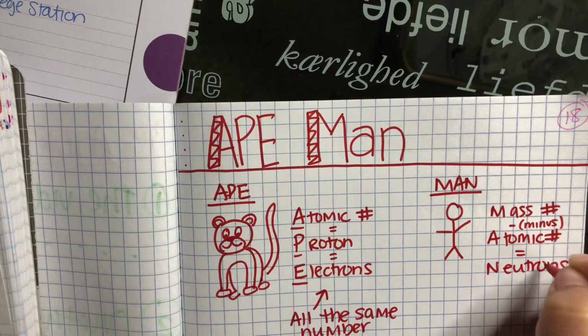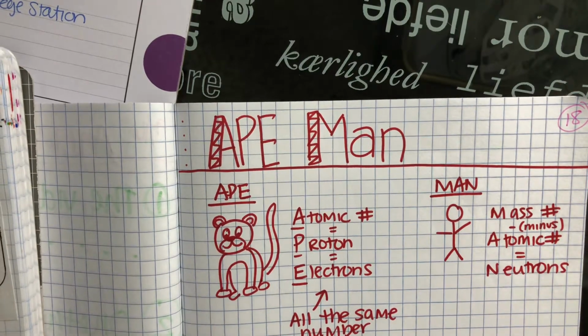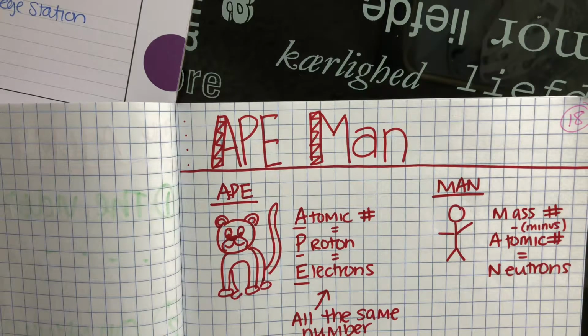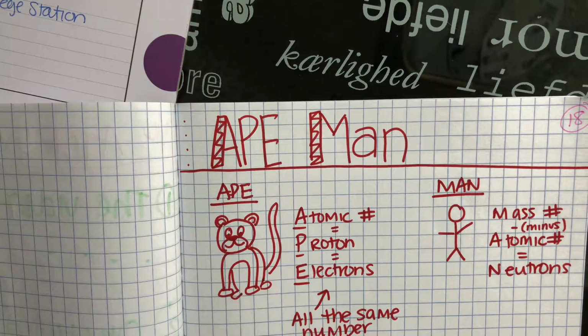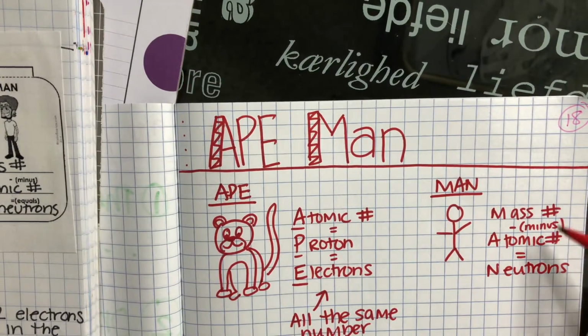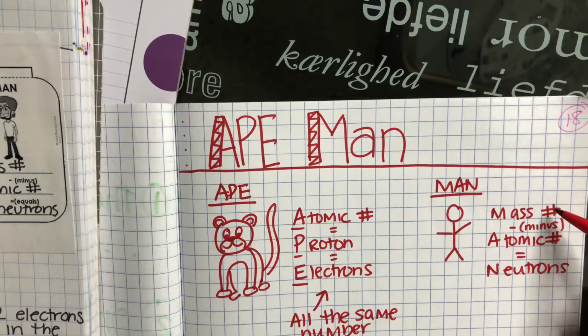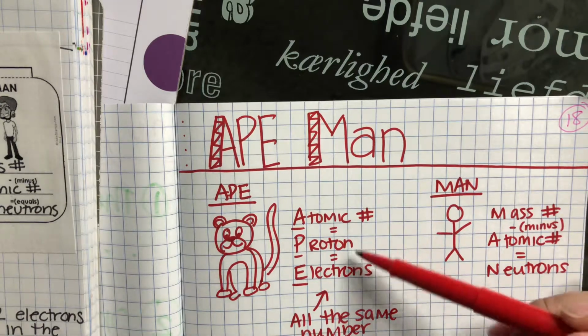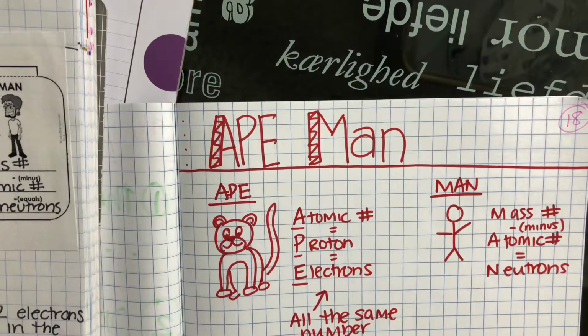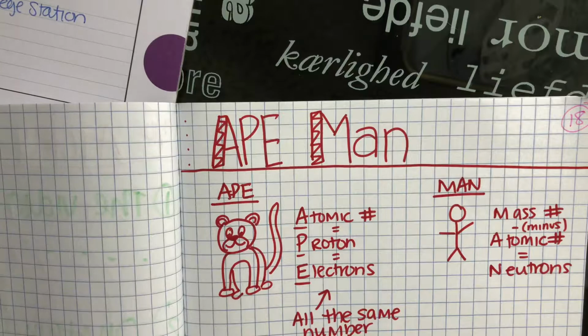So yesterday I told you guys that all these numbers are the same, and I said that there are some exceptions, but that we would talk about them later. So this is what I was talking about. You have to subtract the atomic number away from the mass to get the number of neutrons, because we'll see a little bit later where, depending on the weight, the number of neutrons can be slightly different than our protons and electrons. So that is our APE Man.